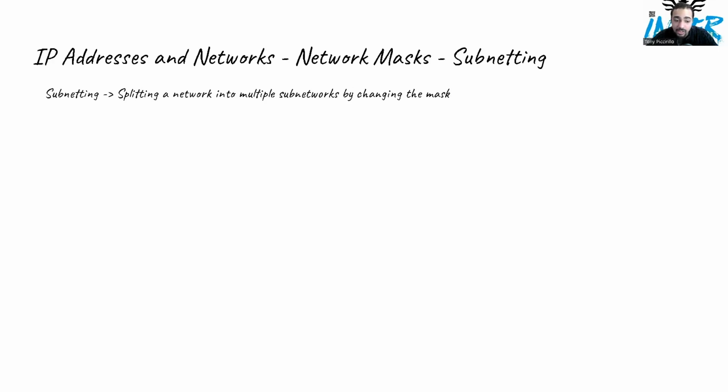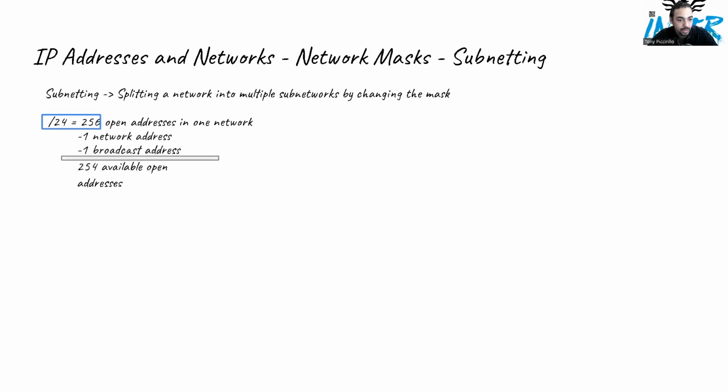Because remember, a mask tells us which portion of an IP belongs to the network and which portion can be divvied up to host devices. That's why those masks are called subnet masks. So we know that /24 means there are 256 open addresses. And by subtracting the required network address and broadcast address, we get 254 available addresses for host devices, right?